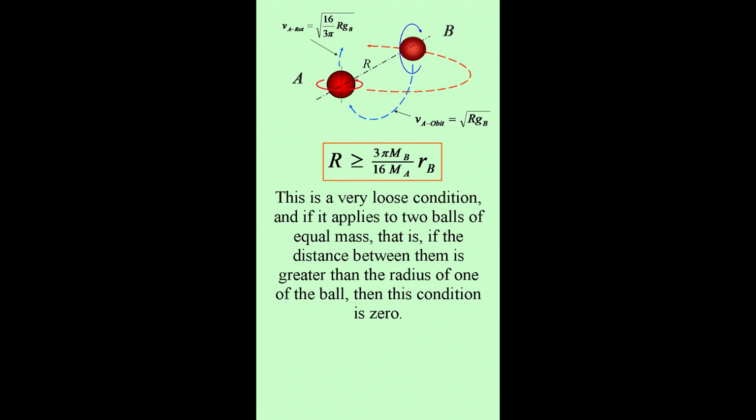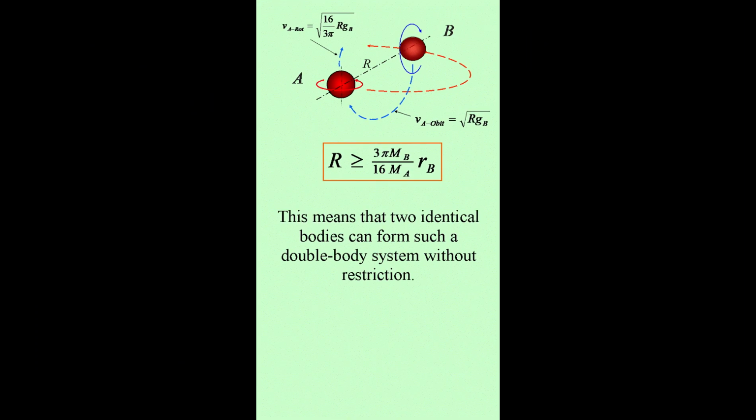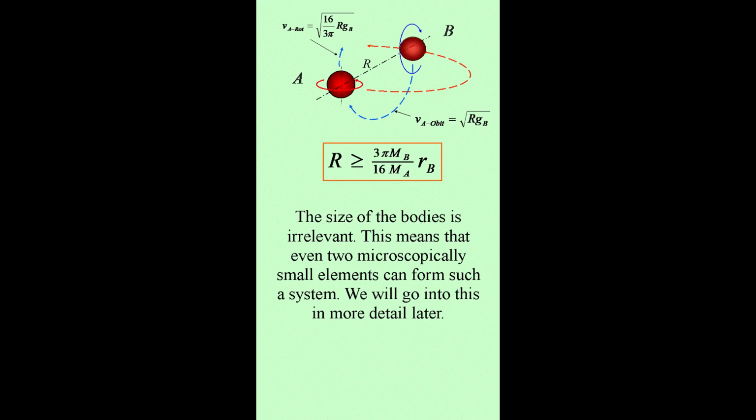This is a very loose condition, and if it applies to two balls of equal mass, that is, if the distance between them is greater than the radius of one of the balls, then this condition is zero. This means that two identical bodies can form such a double-body system without restriction. The size of the bodies is irrelevant. This means that even two microscopically small elements can form such a system. We will go into this in more detail later.